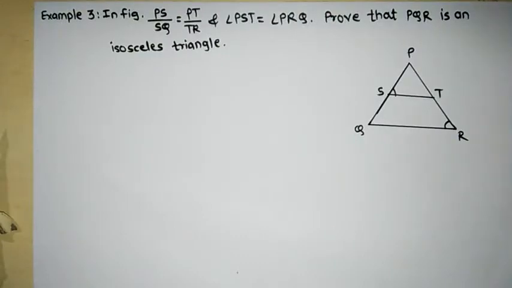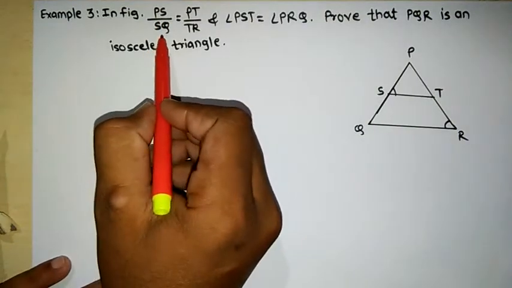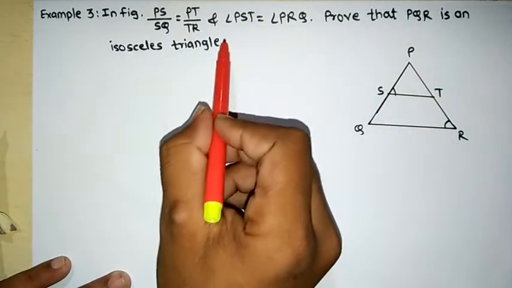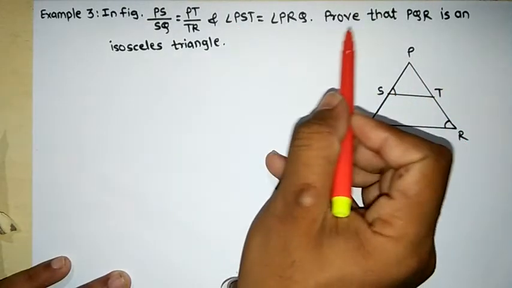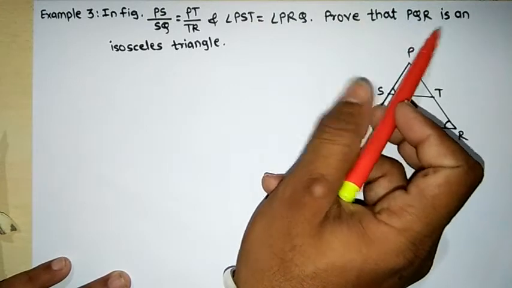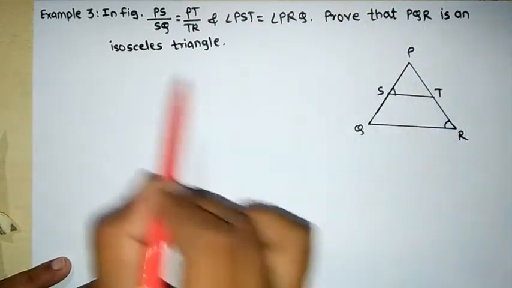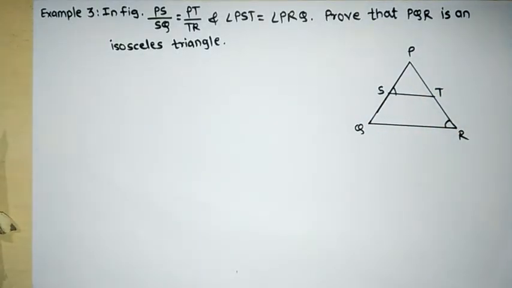Now we will see example number 3. See friends, in example number 3, what is given and what we have to find here. In this figure, PS divided by SQ is equal to PT divided by TR is given, and angle PST is equal to angle PRQ is given. We have to prove that PQR is an isosceles triangle.